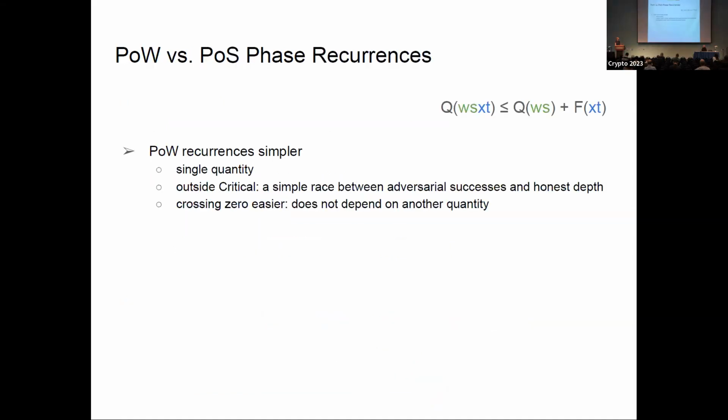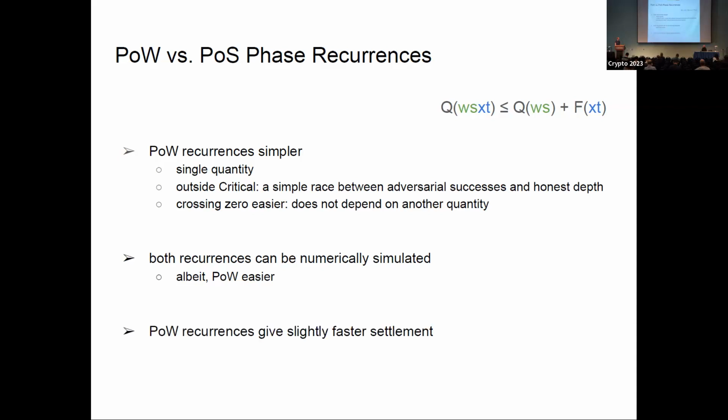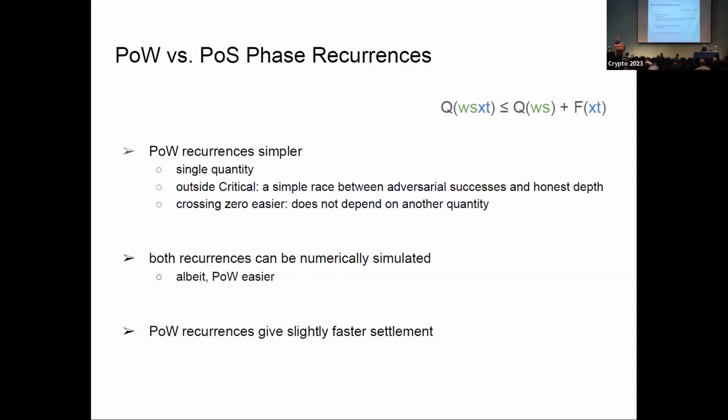And I can quickly compare them to their proof of work analogs. So the proof of work recurrences are simpler, but both can be numerically simulated. That's what we do to get our explicit results that I show you in a minute. And it turns out that the proof of work recurrences actually witness slightly faster settlement, which I will also illustrate in a minute. And so theoretically, these recurrences are the main result of our work on the theory side.